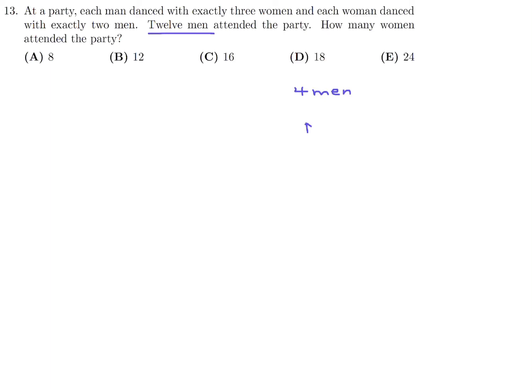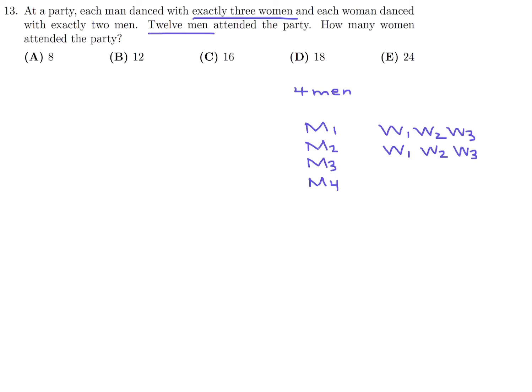Let's say there's only 4 men at the party. Man 1, man 2, man 3, man 4, like that. And we don't know how many women, but that's fine, we can figure this out. Initially, the first man dances with exactly 3 women. So W1, W2, and W3. The second man dances with exactly 3 women. So let's say he dances with the same W1, W2, W3.